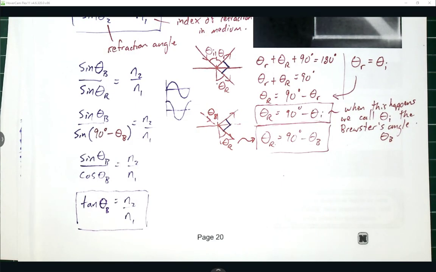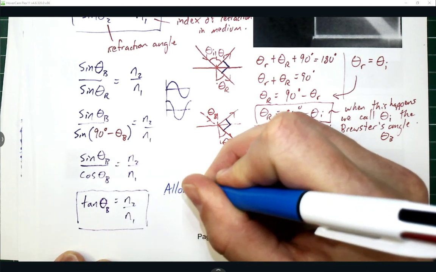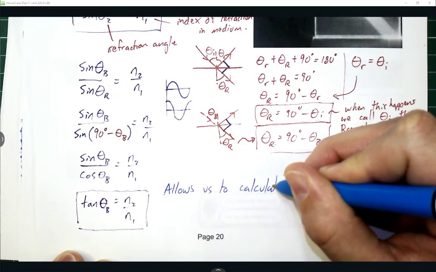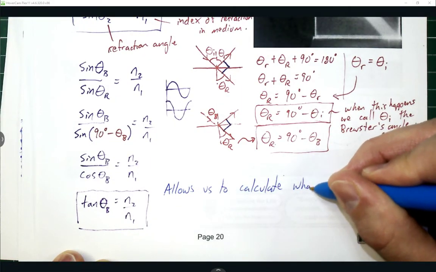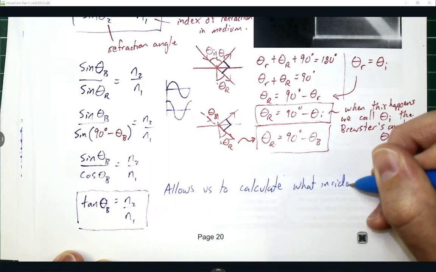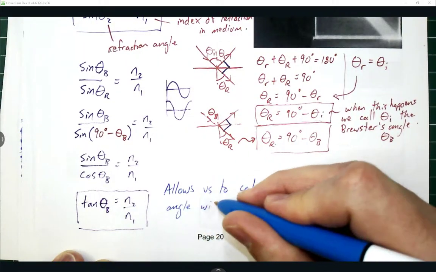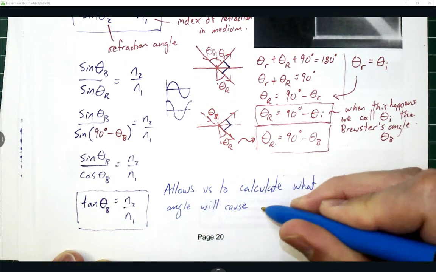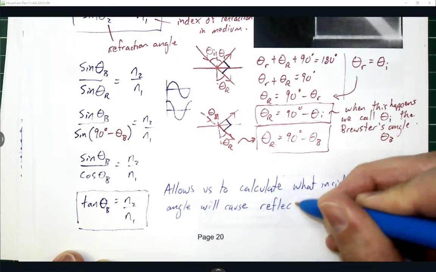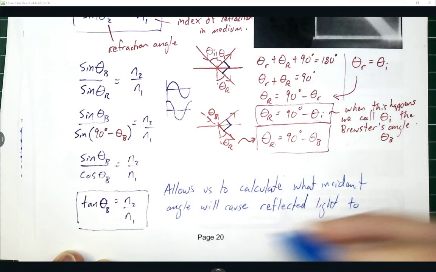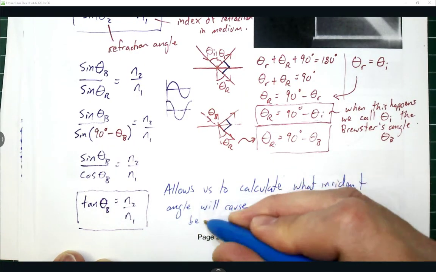Okay? Let's put that in writing, like how this is useful or what this is useful for. Allows us to calculate what incident angle will cause reflected light to be 100% horizontally polarized.